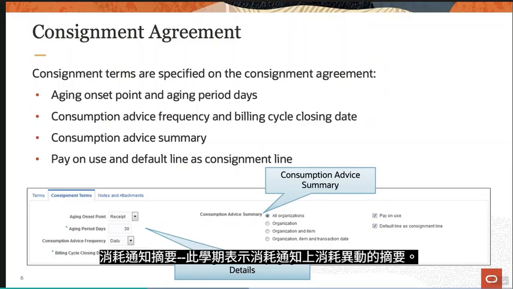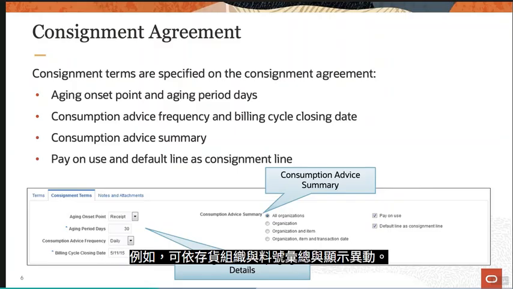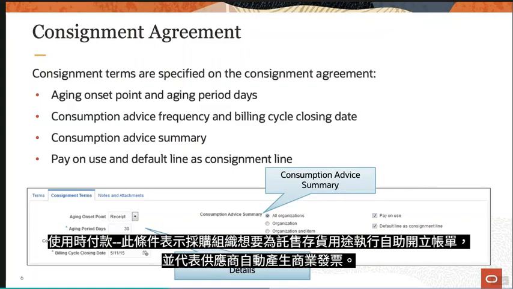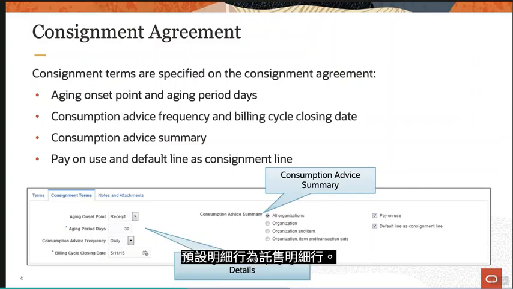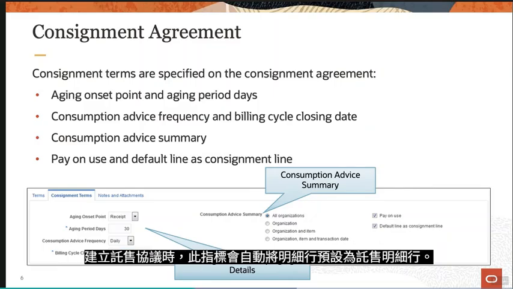The consumption advice summary. This term indicates how the consumption transactions are summarized on the consumption advice. For example, transactions can be summarized and displayed by inventory organization and items. Pay on use. This term indicates that the buying organization intends to perform self-billing for consigned inventory usage and generates an invoice automatically on behalf of the supplier. Default line is consignment line. This indicator will automatically default the line as a consignment line when creating the consignment agreement.